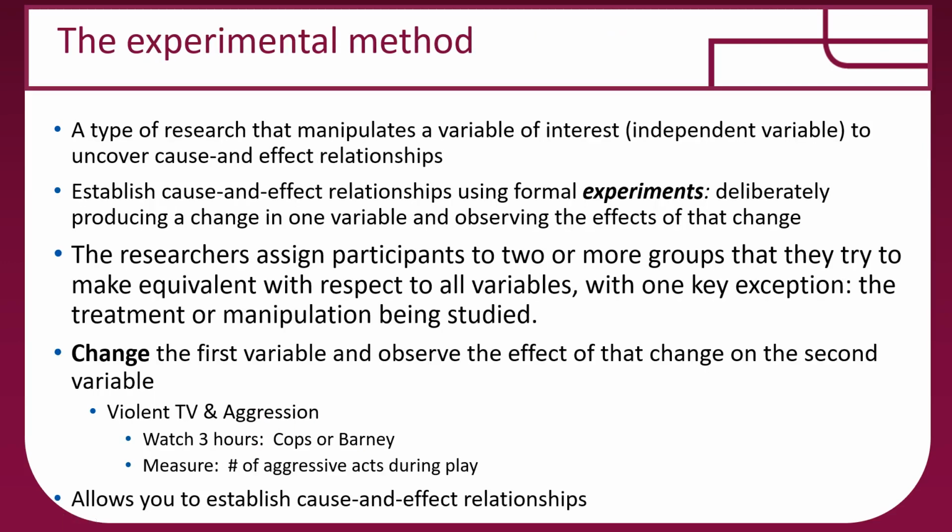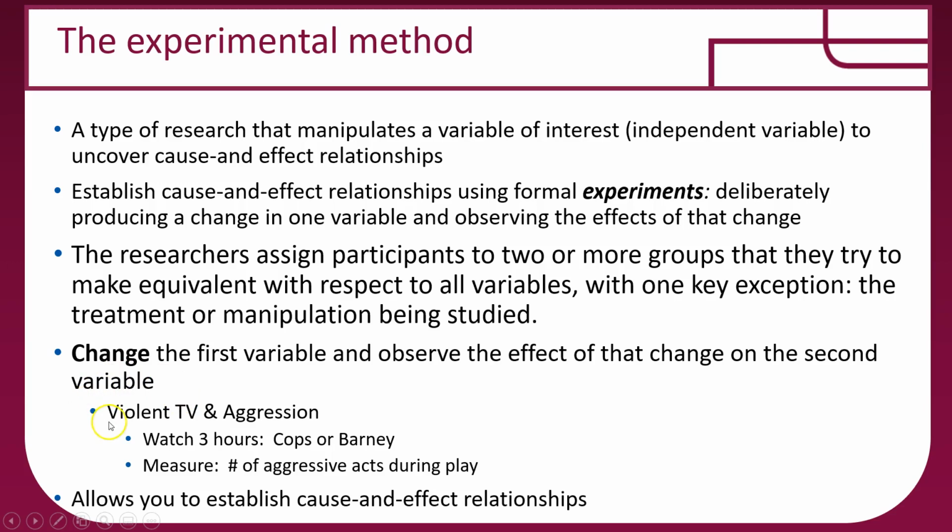Which brings us to an experiment. This is like the gold standard of research. And when you do an experiment, you can finally say something about cause and effect. This is a type of research that manipulates your independent variable and measures the dependent variable and allows you to say something about cause and effect. In this case, researchers assign participants to 2 or more groups that they try to make equivalent on all other variables with one key exception. One group gets the treatment and one group doesn't.